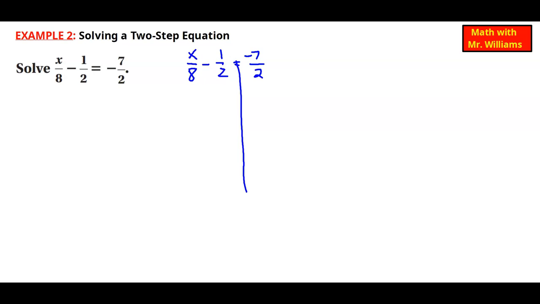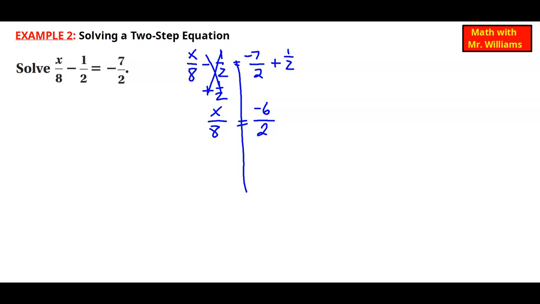So what I'm going to do here is I'm going to cancel out the 1/2. So I see it's being subtracted. So my inverse operation will be to add it to both sides. This cancels out the minus 1/2 and plus 1/2, leaving me x over 8 equals, we have negative 7 over 2 plus 1/2. Well, really what it comes down to is the bottom number stays the same, and we have a negative 7 plus a positive 1 will get me a negative 6.